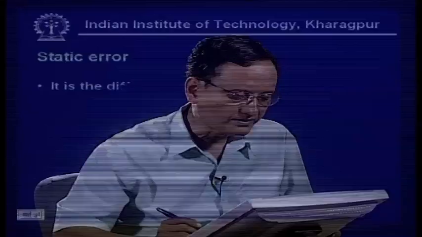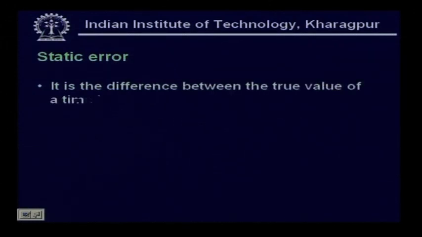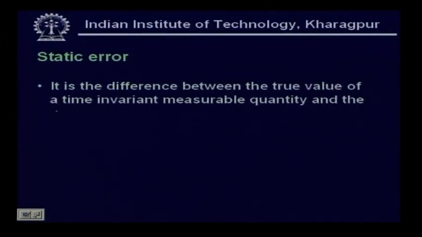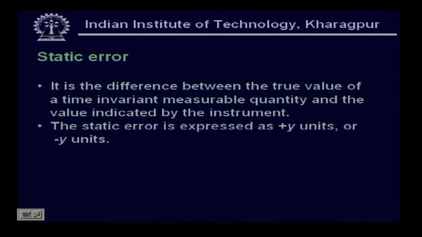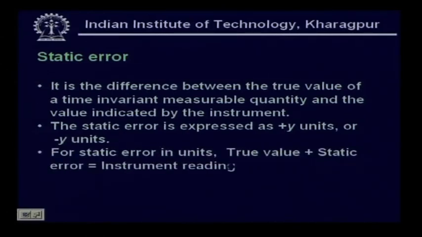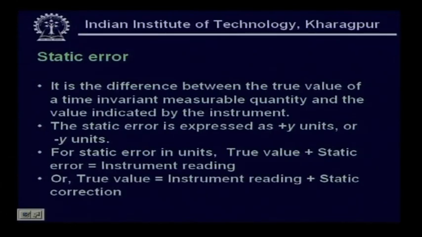Now, static error is the difference between the true value of a time invariant measurable quantity and the value indicated by the instrument. The static error is expressed as plus y units or minus y units. True value plus static error is the instrument reading, or true value equals instrument reading plus static correction, quite obviously, because it is the opposite of the static error.